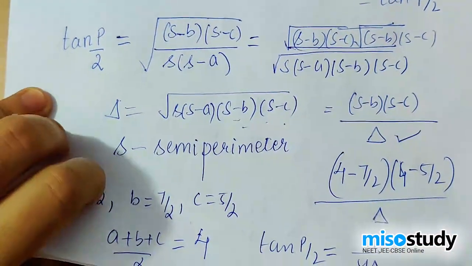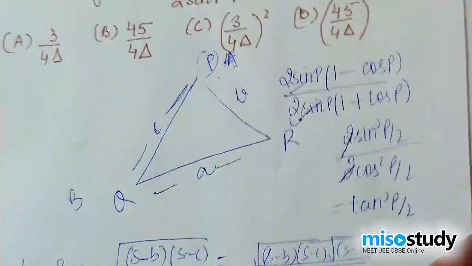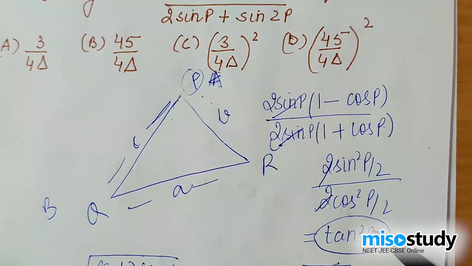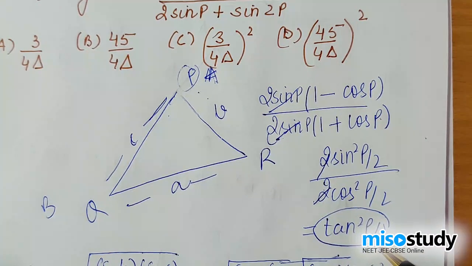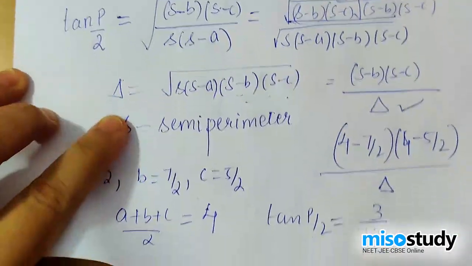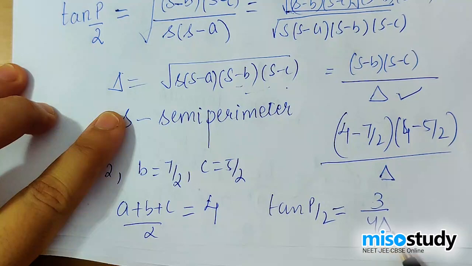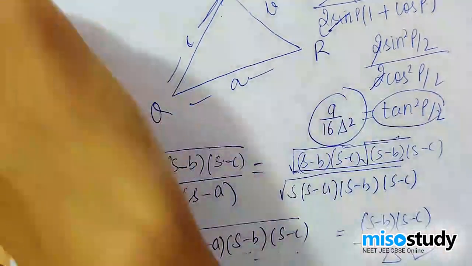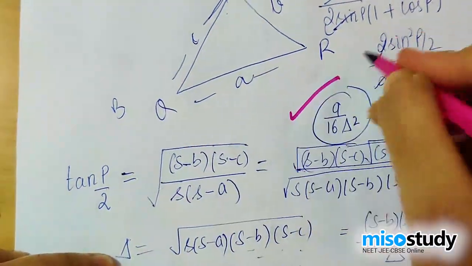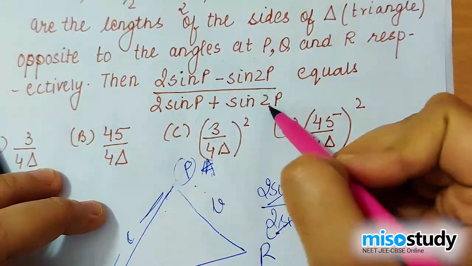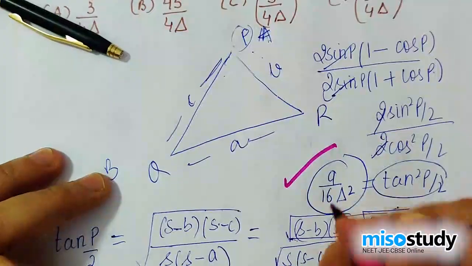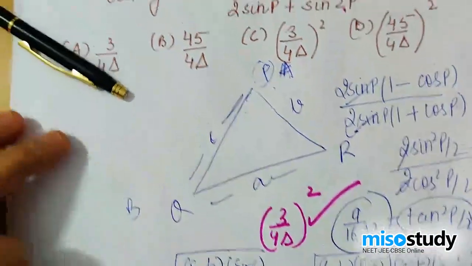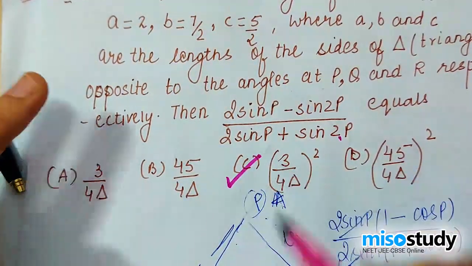But over here we wanted to find the value of tan square P by 2, because we simplified this expression and found that we need the value of tan square P by 2, and we have evaluated the value of tan P by 2. So let's square it. On squaring, I would get 9 by 16 delta square as the desired value of this expression. Or this can also be put in the simpler form, 3 by 4 delta whole squared. So the correct answer to this question is option number C.